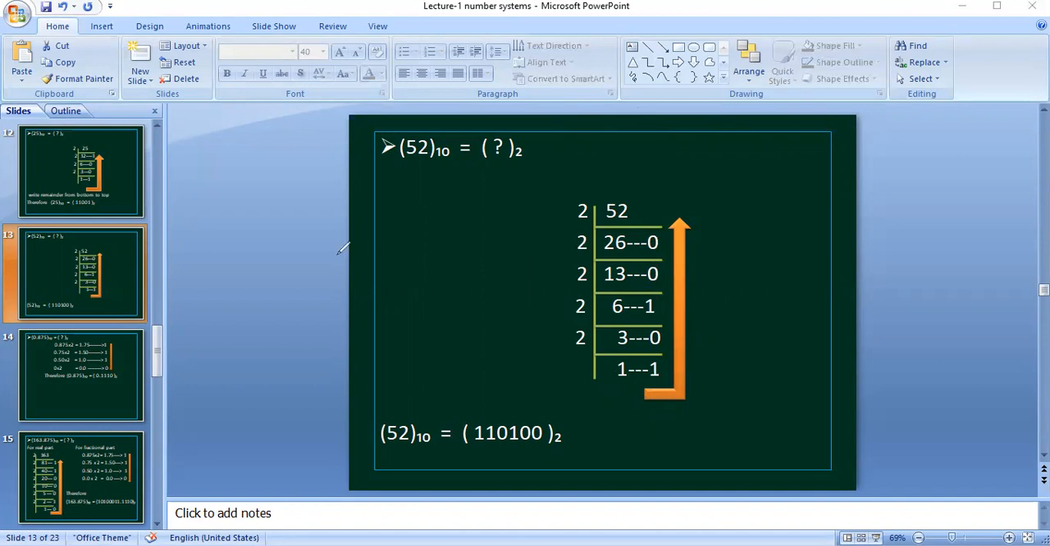So this is all about how we can convert a given decimal number into binary. We will see the other conversions in the next class.